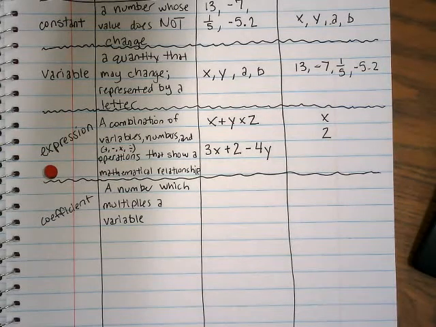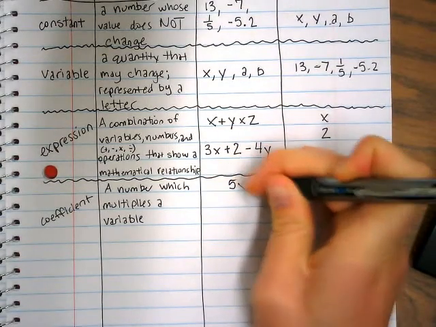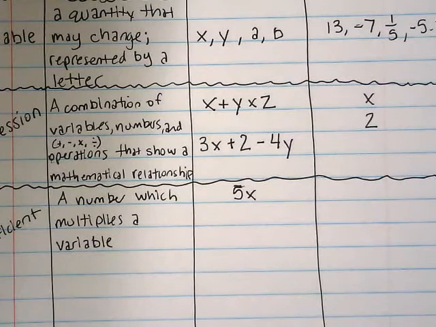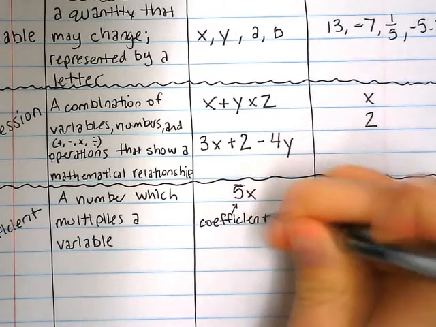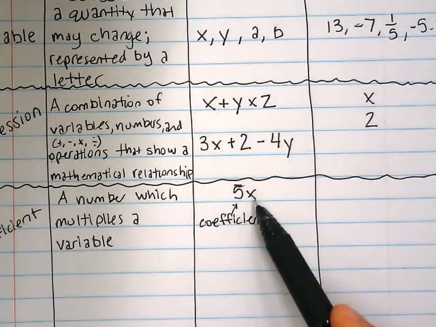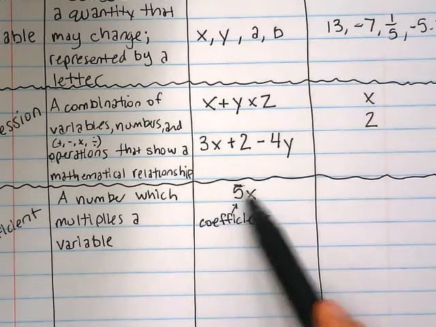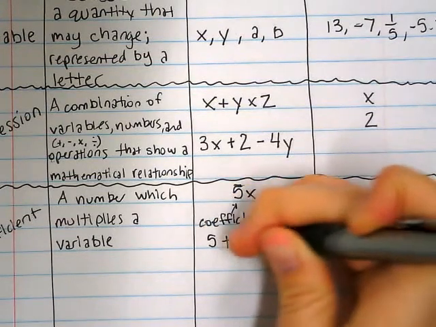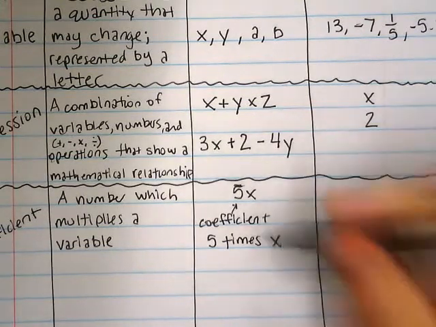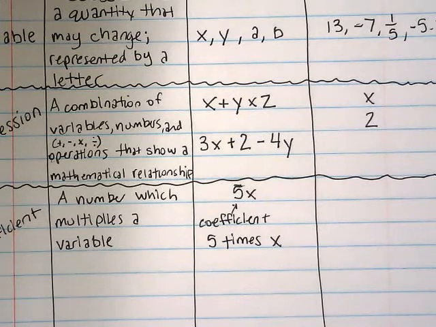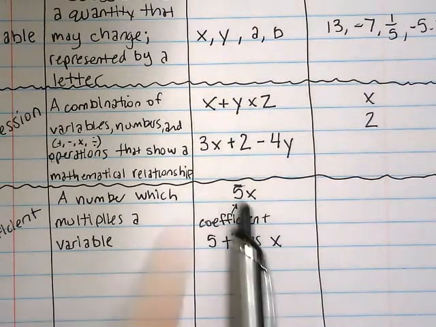So for example, we could take 5x. This 5 right in front is called our coefficient, because this 5, when it's right in front of the variable, actually represents multiplication. So it would be 5 times x. I'm going to write that underneath that. 5 times x. Whenever we have a number just right in front of the variable, it means that we're multiplying them. Mathematicians just got rid of the little x or the dot in between them and just leave it as 5x. So that coefficient is 5, because 5 is what we're multiplying times a variable.